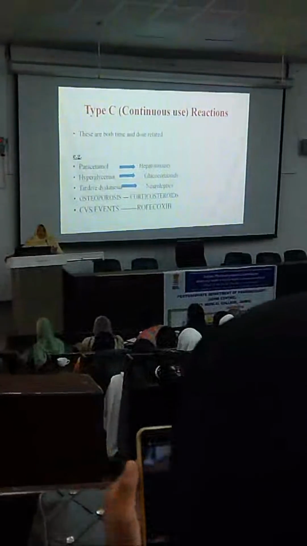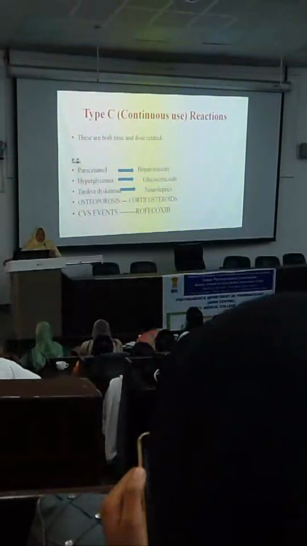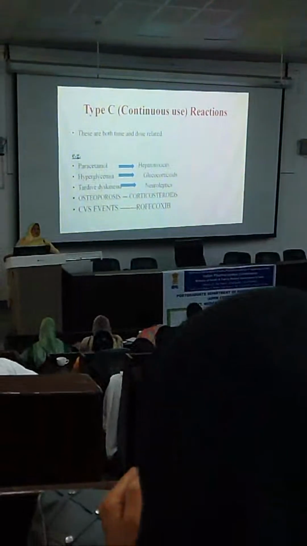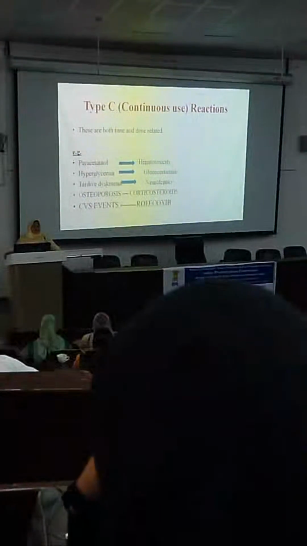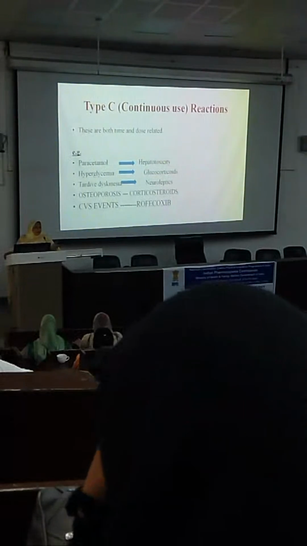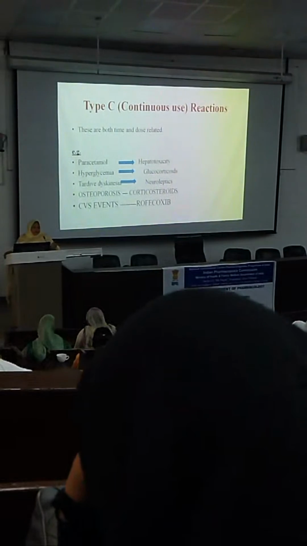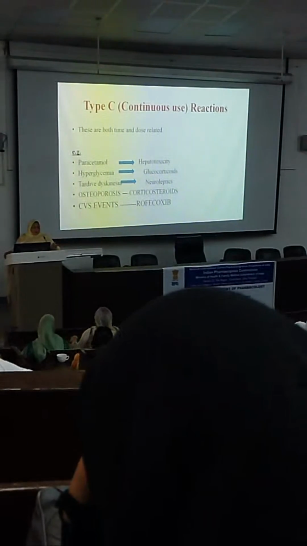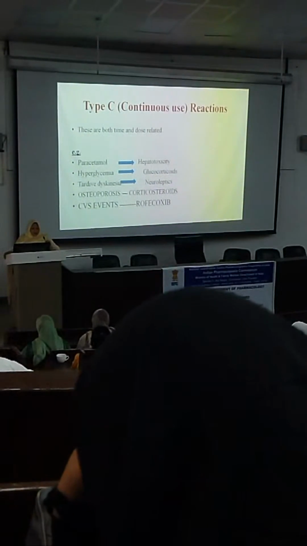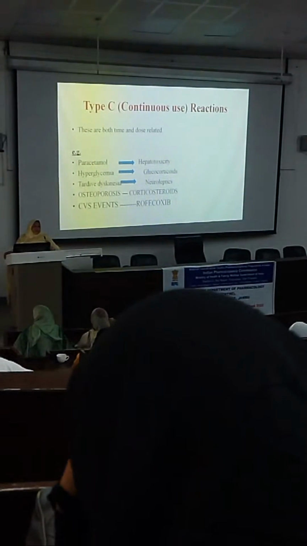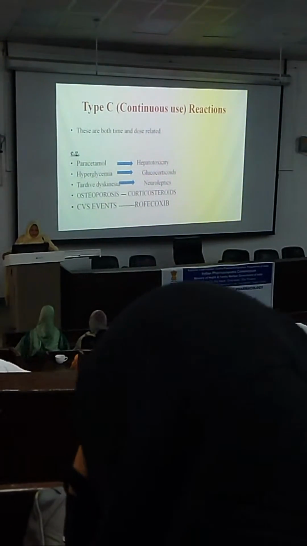Hyperglycemia is raised blood glucose level. So what happens when there is raised blood glucose level? It can cause diabetes. जब ज़्यादा होता है glucose level body में तो क्या होता है? Diabetes mellitus. So continuous use of glucocorticoid can lead to hyperglycemia and the patient can develop diabetes mellitus.